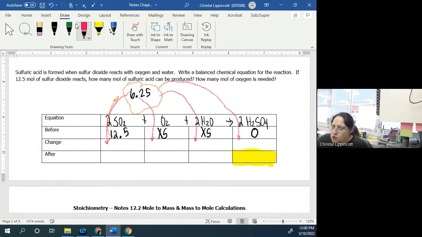We need to subtract from our reactants because we're using that up to make our products. And we're going to add to our product side because we're using those reactants to make products. So in the end, we'll end up with 12.5 moles of H2SO4. We're going to have an excess amount of water, an excess amount of oxygen, and we won't have any SO2 left over.